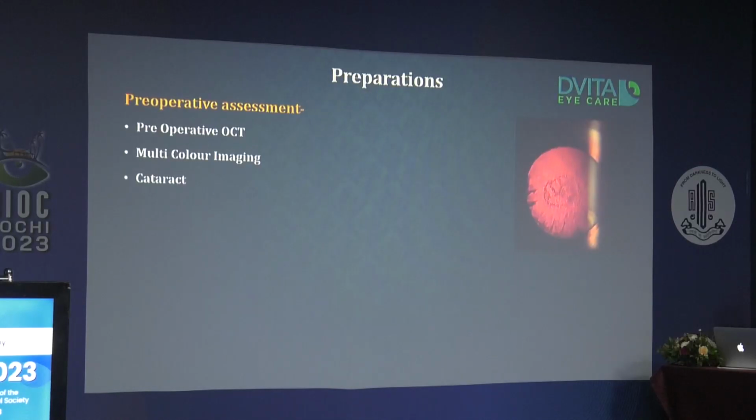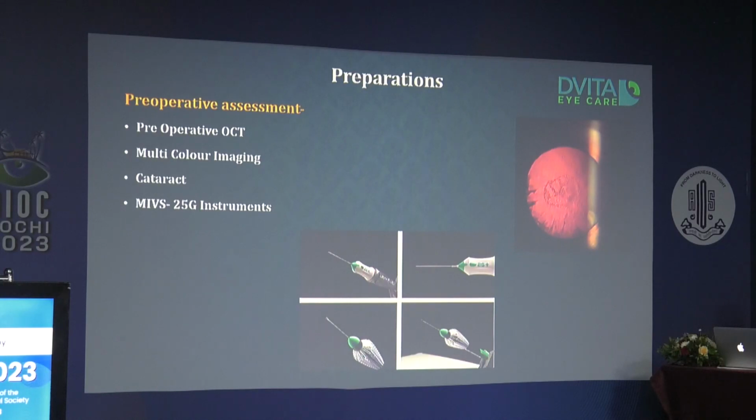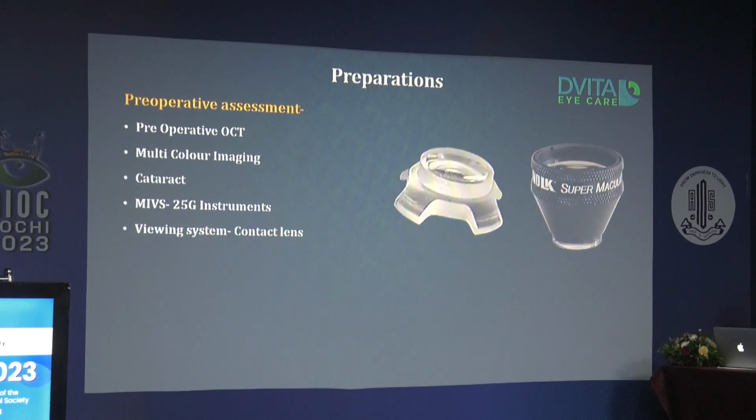Second, if a cataract is there, especially a posterior subcapsular cataract, we have to remove it. For instruments, in the era of 25 gauge, we prefer to use 25 gauge instruments. For the viewing system, we can use both BIOM and contact lens, but the contact lens has a little advantage over the BIOM: it gives better visualization and more magnification, and especially in myopic patients, using instruments with BIOM is a little difficult, where the contact lens helps us.